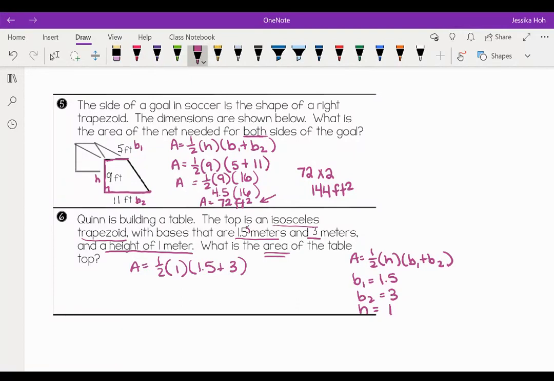And then I'm going to add first. So I have 4.5 times 1 times 1/2 equals area. So 4.5 times 1 is just 4.5. So I'm going to take 4.5 times 1/2, and that gives me 2.25, and we are in meters, so meters squared is my area.